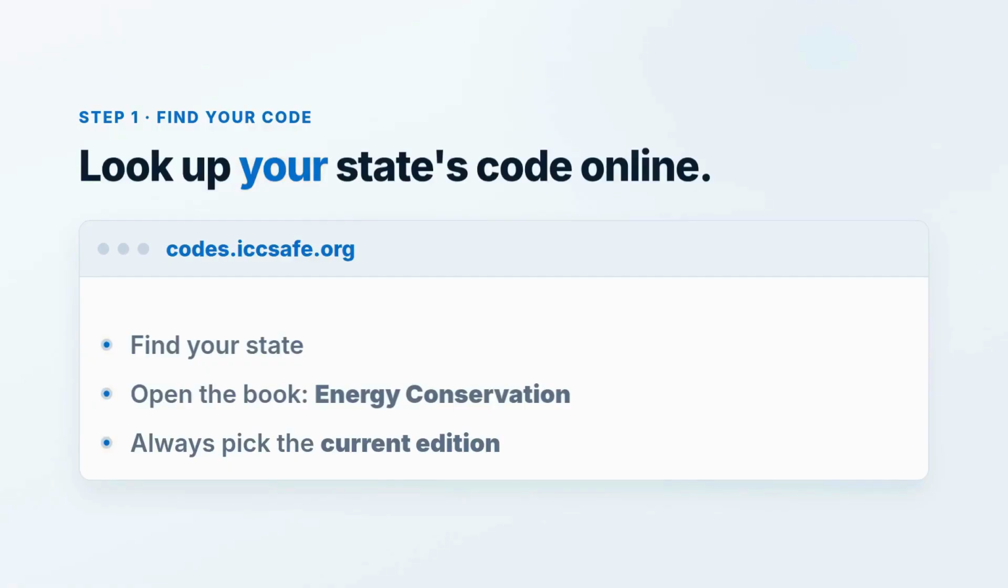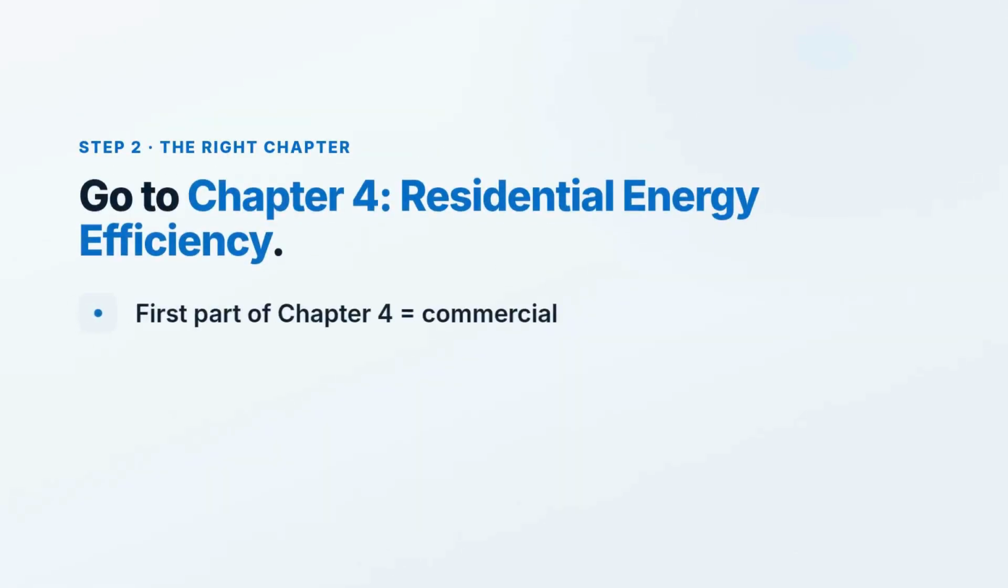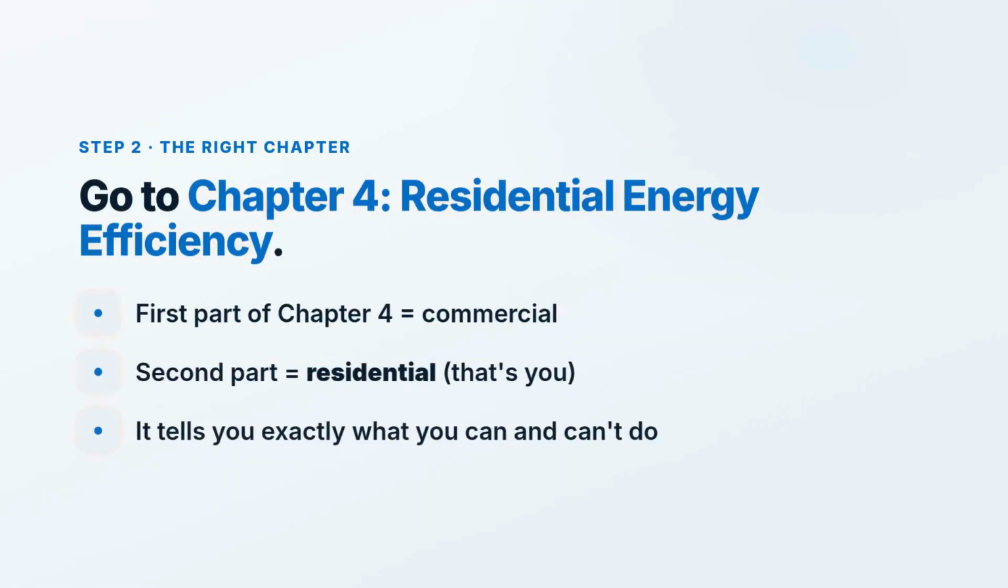And when you go there, you're going to find the book that says energy conservation. Always want to look at where it says current edition. And when you click on that, over on the left-hand side of the page is going to be all these numbers. Now, the first part of this is for commercial, and you'll see it says residential energy efficiency. And this one chapter section right here is going to give you a lot of the information that you need, whether you're an architect or a builder, an HVAC company, a homeowner, whatever it may be. This page is going to tell you exactly what you can and cannot do.